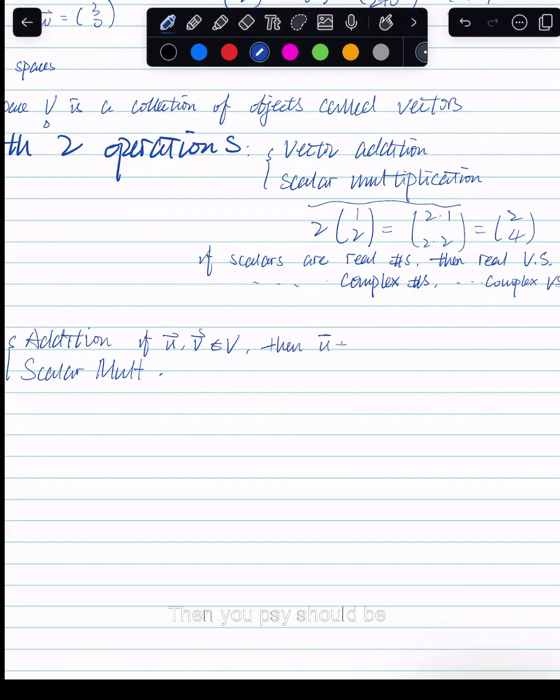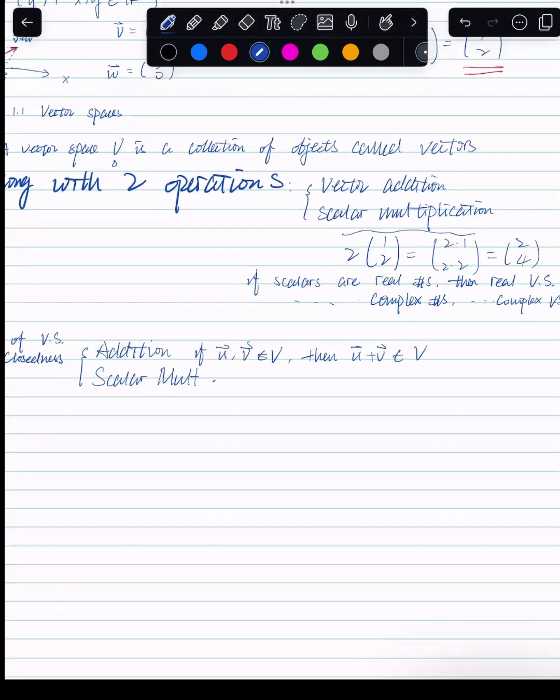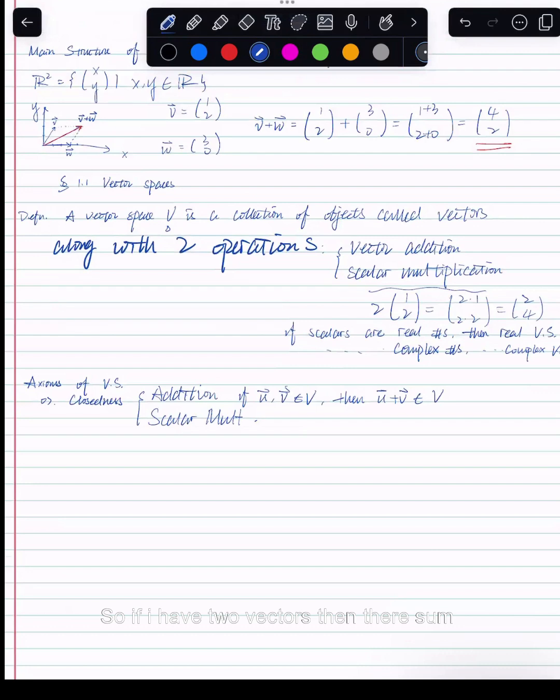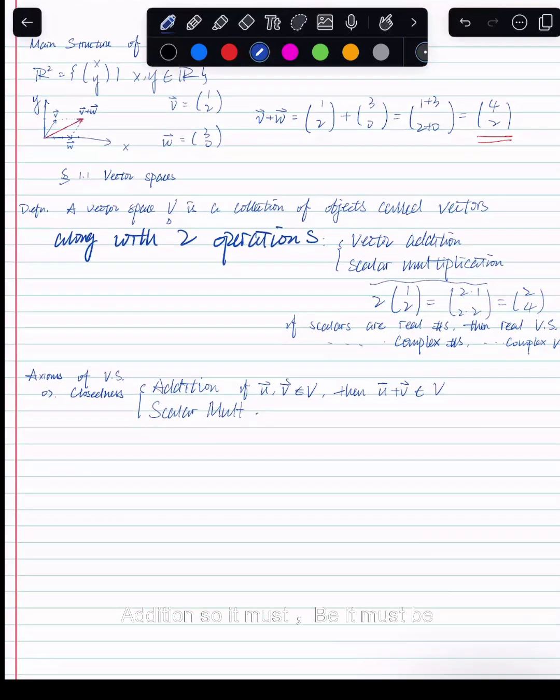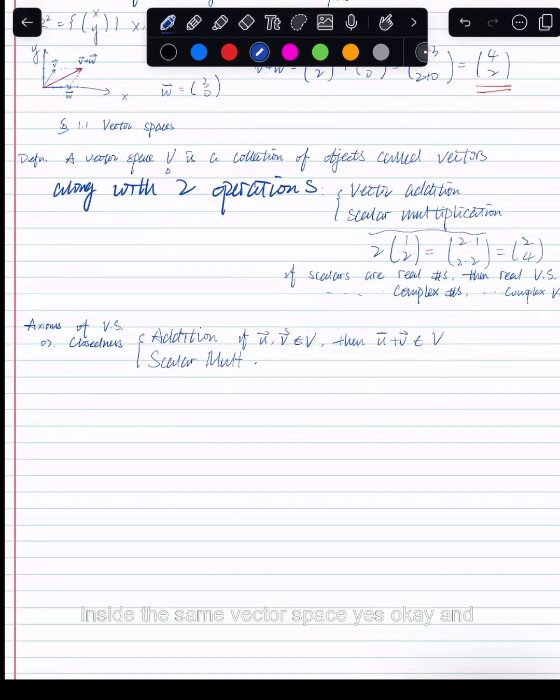Then u plus v should also be inside this vector space. So if I have two vectors, then their sum has to be inside this vector space, or their sum is not defined in the space, and we call it not closed. We call it not closed under addition. So it must be inside the same vector space? Yes.